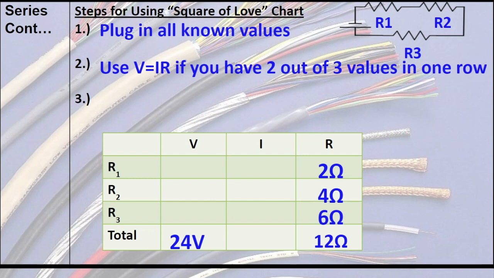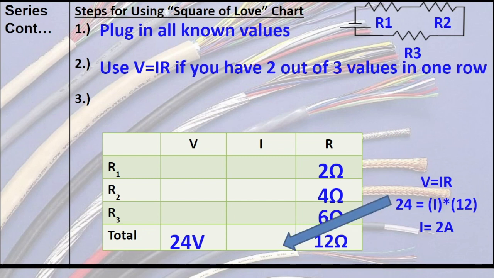So the only one that we can find right now is the total current. The equation we need to use is voltage equals current times resistance. Therefore, I have V equals IR, which is really just 24 equals I times R. R meaning the total resistance, because I'm using the total voltage. If I divide, I find out that the total current should be 2 amps.